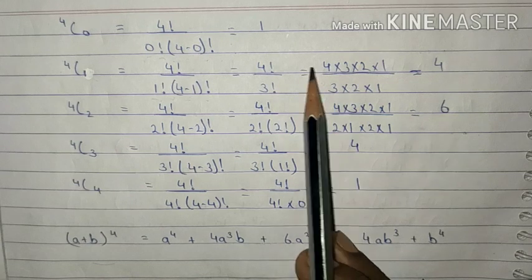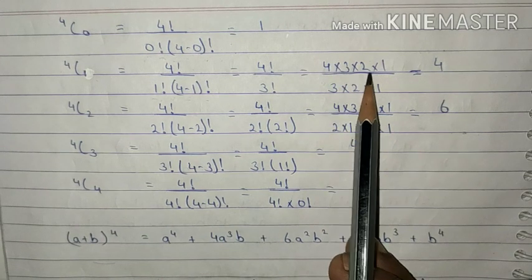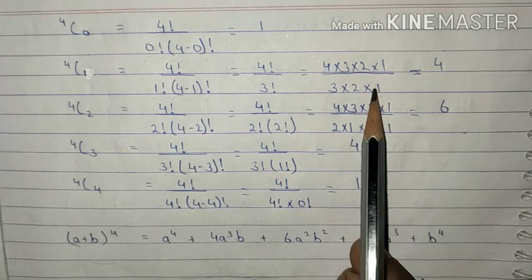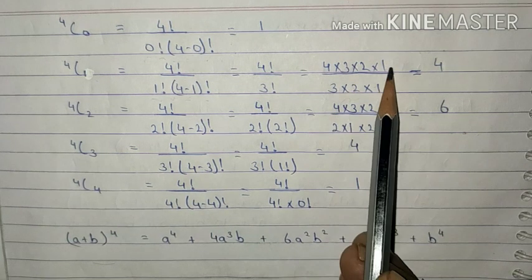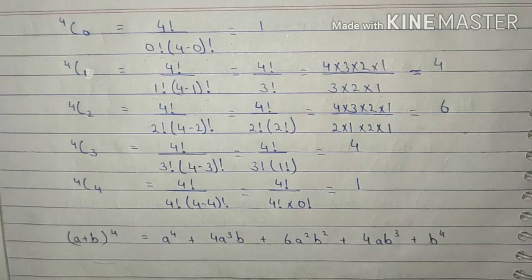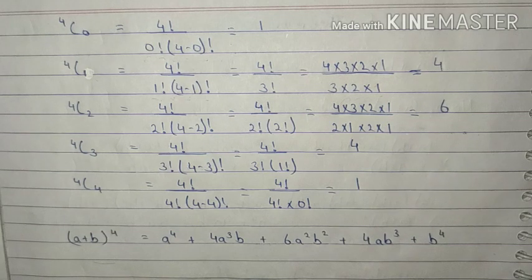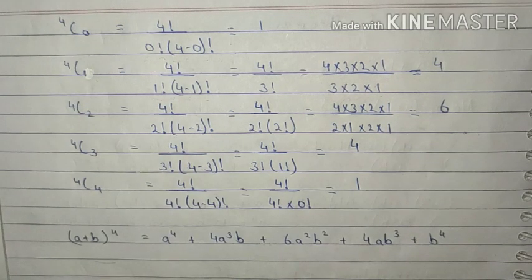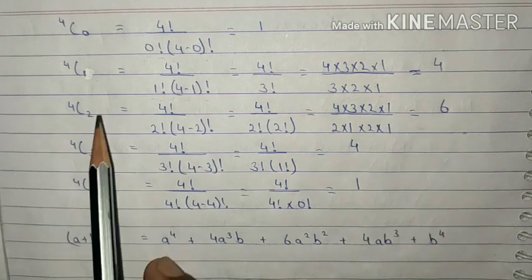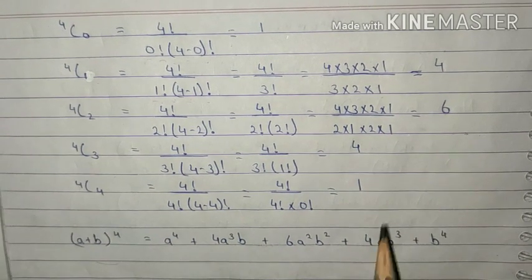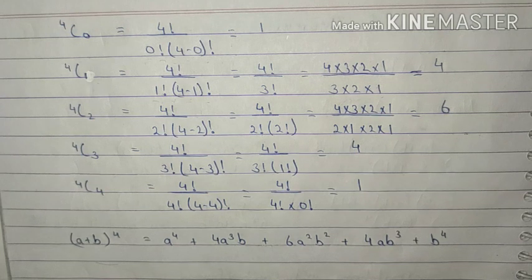As you can see over here, 4 factorial can be written as 4 into 3 into 2 into 1. 3 factorial can be written as 3 into 2 into 1. As you can see, 3 into 2 into 1 is common in numerator and denominator, so it will get cancelled and ultimately you will get the value 4 over here. In the same manner you can solve the other values also. On solving, I got the value of 4C2 as 6, 4C3 as 4 and 4C4 as 1.